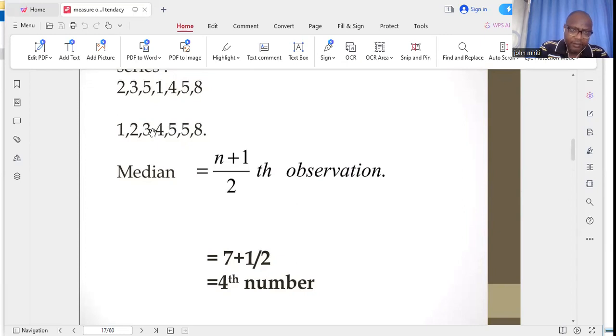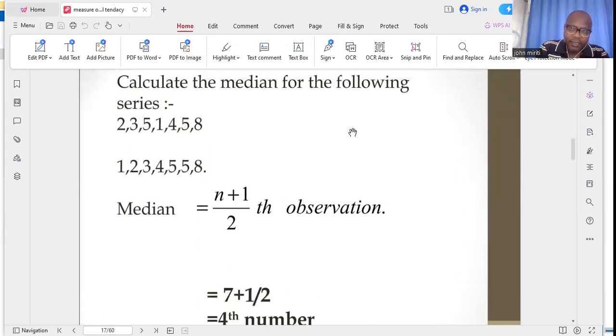This is our median. Let us repeat this calculation again so that we can understand it well. You are given data. The key thing is that you arrange this data from ascending to descending order, or the other way around. That is how you do this mathematics.